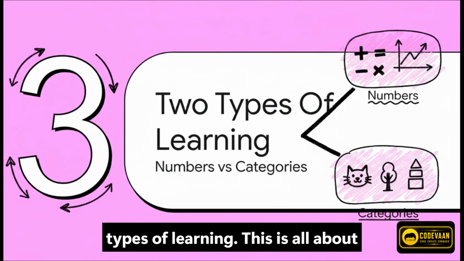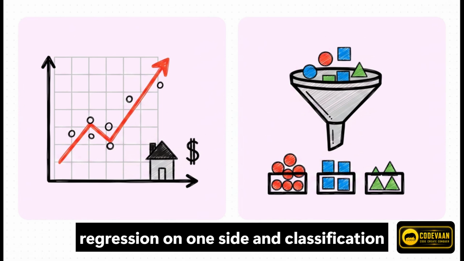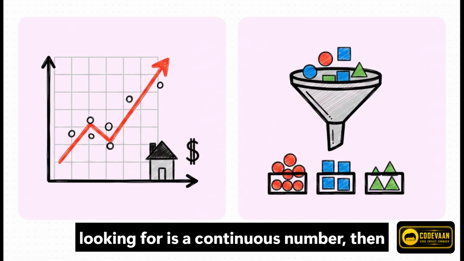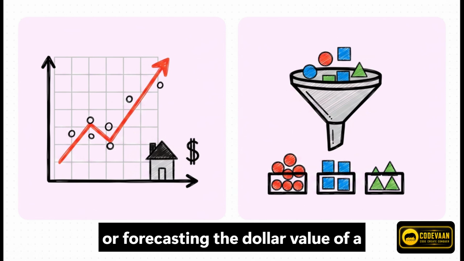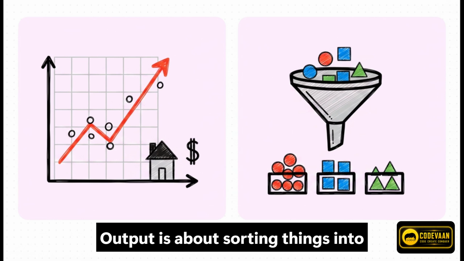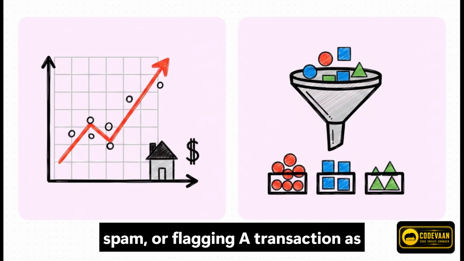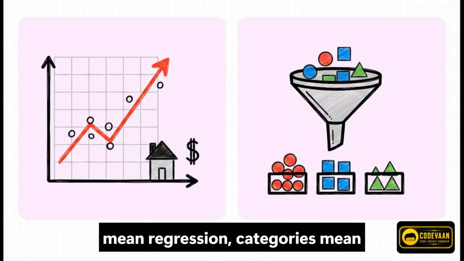Next up, Section 3, the two types of learning. This is all about numbers versus categories. So the easiest rule of thumb to separate these tasks is looking at the output. We've got regression on one side and classification on the other. If the output you're looking for is a continuous number, think predicting tomorrow's exact stock price or forecasting the dollar value of a house, that's regression. But if the output is about sorting things into distinct buckets or categories, like labeling an email as spam or not spam, or flagging a transaction as fraudulent or legitimate, well, that's classification. To keep it simple, numbers mean regression, categories mean classification.